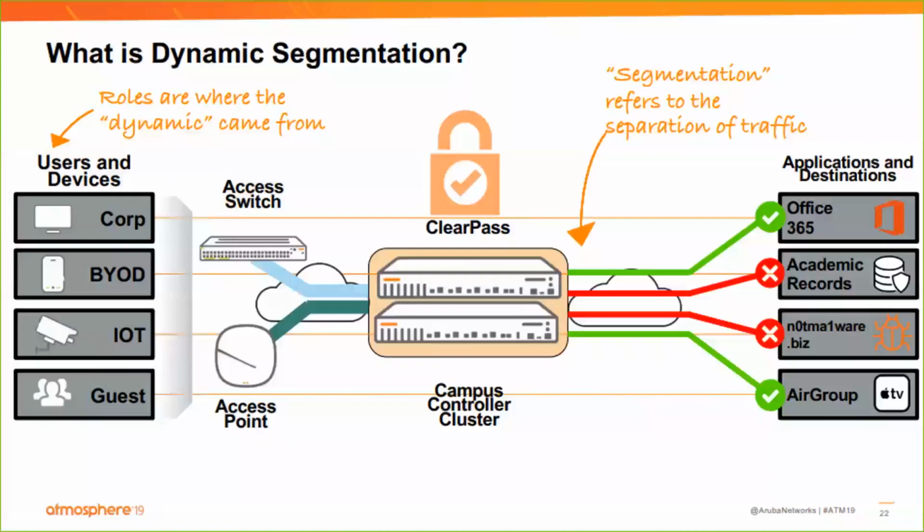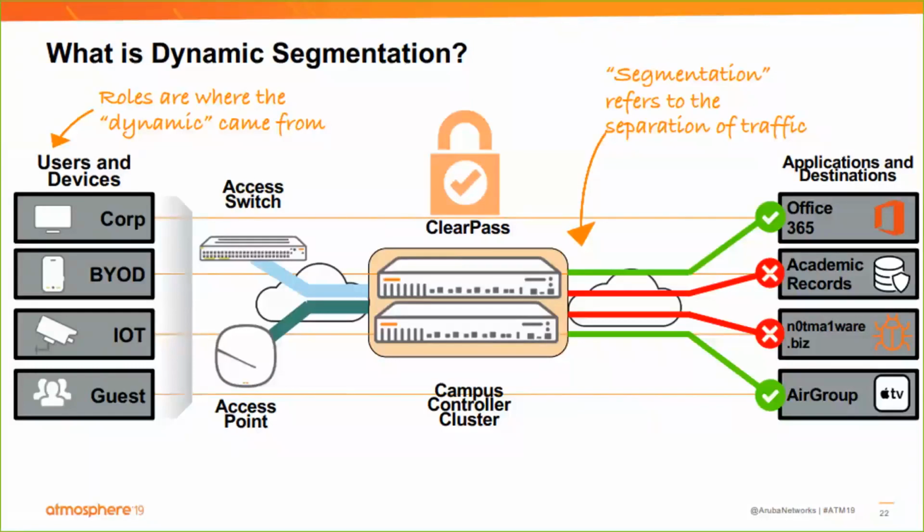So enter in dynamic segmentation. Now, dynamic segmentation comes from dynamic, which is our users and devices, and then segmenting that traffic based on the application or the destination using ClearPass. Doing it in this way, we actually eliminate the need for a lot of VLANs, because now we're not creating that corporate, that BYOD or that IoT VLAN. We're creating a policy in ClearPass.